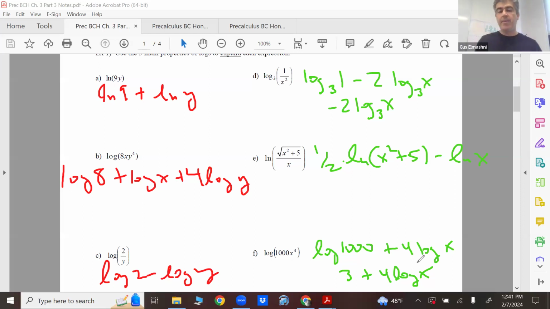I'm glad you asked, that's a common error I've seen before. Notice for E, the square root was only on the x squared plus 5, not on the x in the bottom. So 1/2 only went in front of that log, and ln x was its own thing. So be careful about that. And guys, if you have a chance to evaluate, by all means do so. Log of any base when the input is 1 is always 0. And log base 10, the common log, of anything that's a power of 10 should be easily evaluated, like log 1000 is 3. So if you can evaluate, please do so.